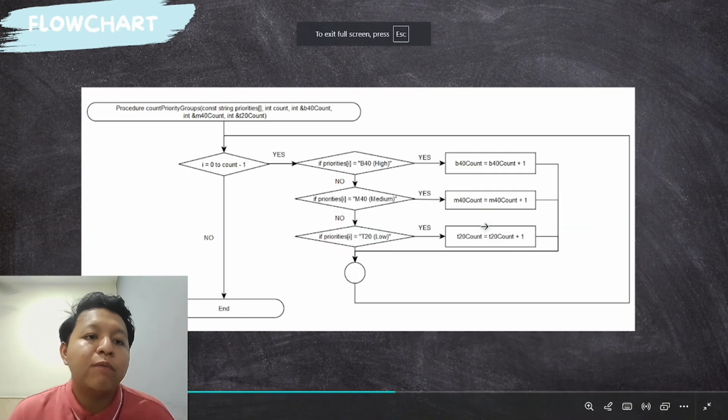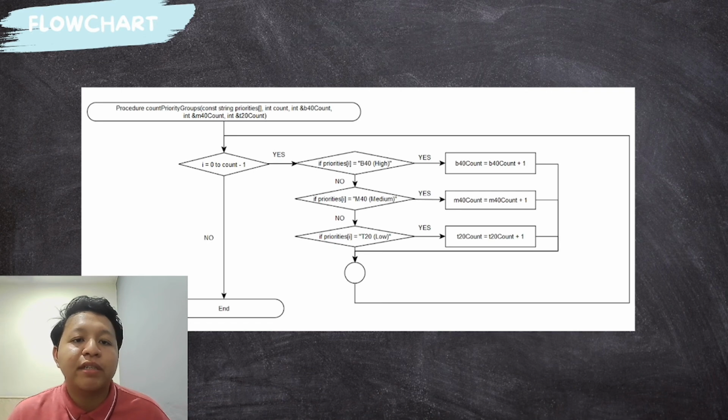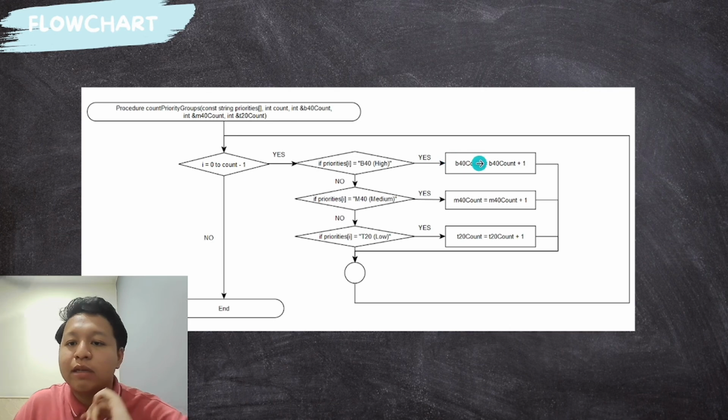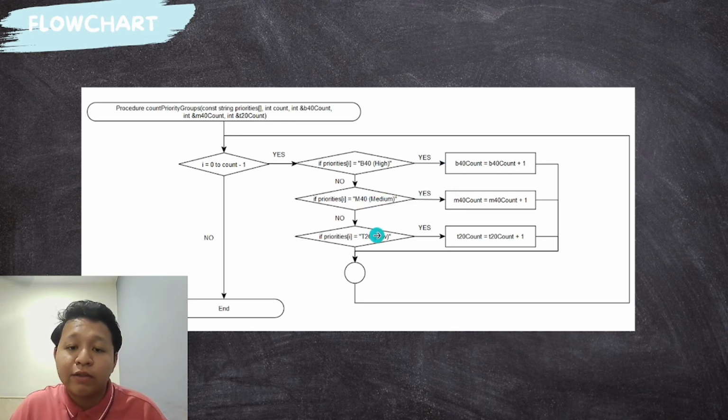This function is count priority group, with const string priorities, integer count, integer reference B40 count, integer reference M40 count, and integer reference T20 count. We have looping, selection, and process there. When the user enters category B40, for example, this updates the B40 count. If no, this is the M40 category, and then the T20 category.